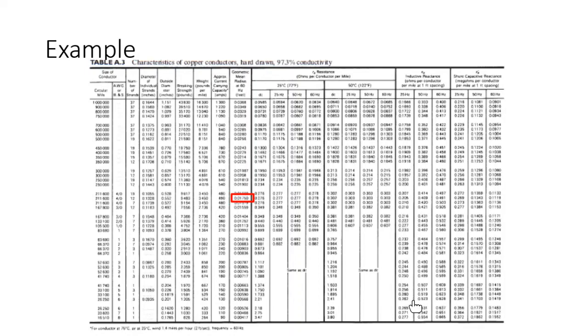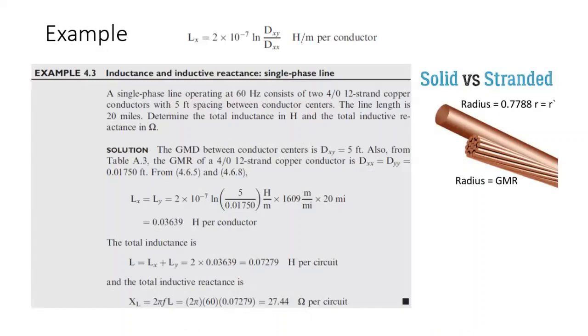Okay, dxy over dxx. You calculate dxy in feet, for example, or inches, and these should have the same units. So what is given here? dxy is 5 feet. And dxx is the geometric mean radius. So you go to the conductor table and you will find 0.0178. Where will I go? I will go for the 0.12 strands, so I will go here.